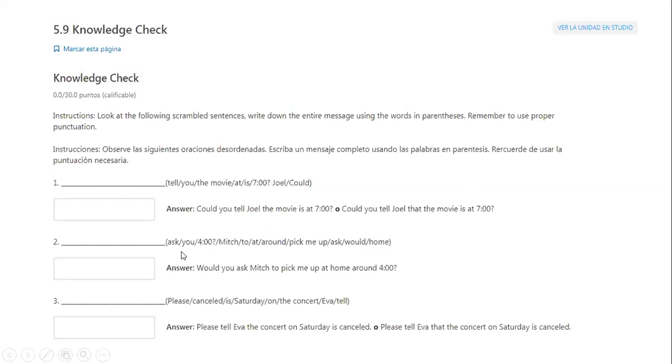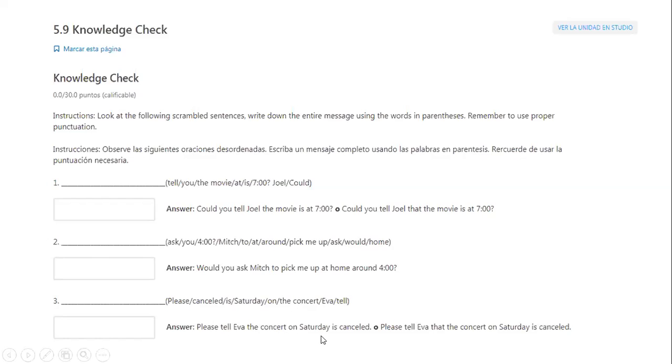Okay, number 2. You have to put it in order and say, would you ask, pedirle, ¿verdad? Would you ask Mitch to pick me up around 4? So would you ask, remember that we use would when we need to request in a very polite way. Would you ask Mitch to pick me up at around 4? Ese at around es alrededor de las 4, ¿verdad? It doesn't say at 4 o'clock. So around 4.